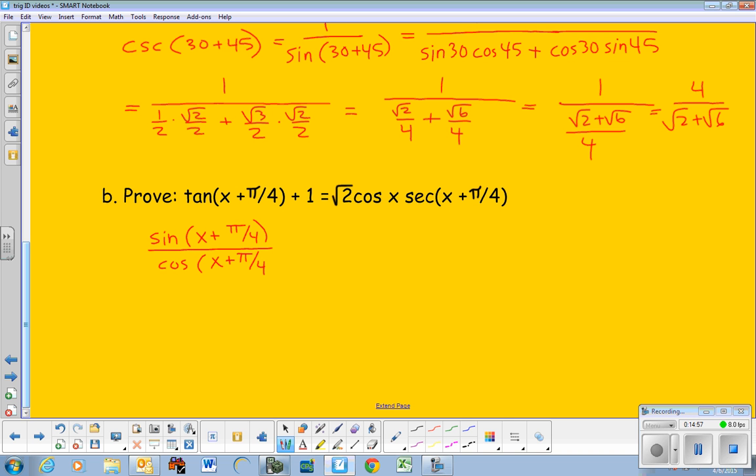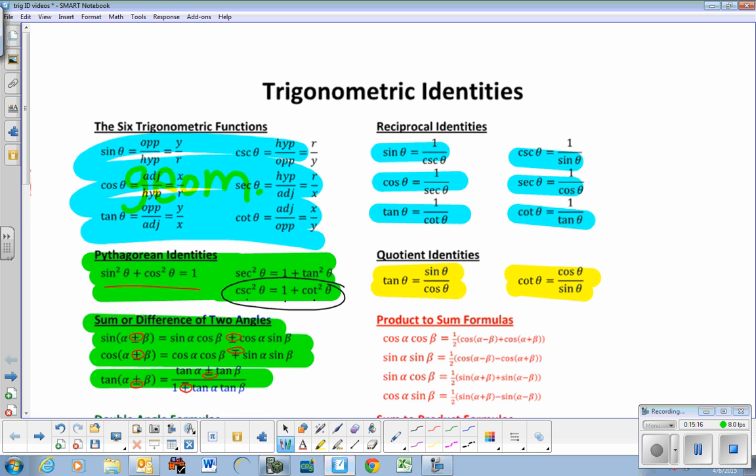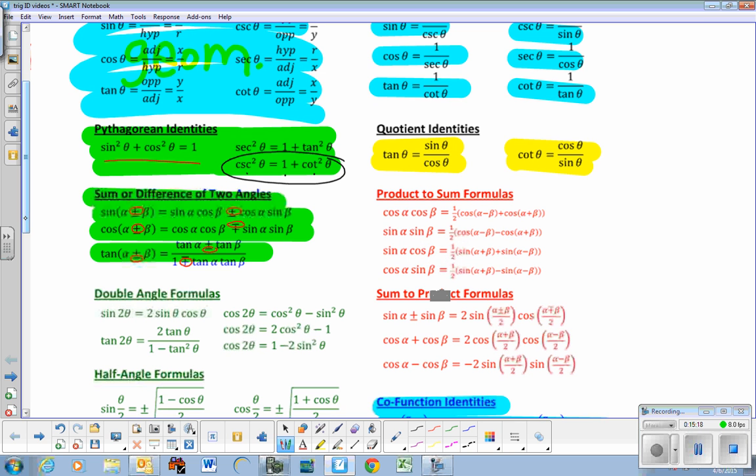Whatever you're taking the tangent of, you can change it to sine of that over cosine of that. That is a legal step. You might be thinking, if I see tangent of a plus b here, tangent of a sum, why not just use the tangent of the sum formula, right? Why not use this guy?